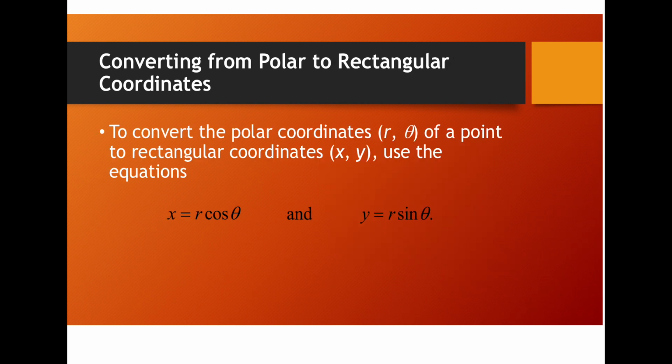In fact, to convert the polar coordinates r, theta of a point to rectangular coordinates x, y, we're going to use these equations. x is equal to r cosine theta, and y is equal to r sine of theta. And it's easy to remember these because over the last few weeks we've kind of pounded it into our minds that cosine is the x coordinate and sine is the y coordinate.